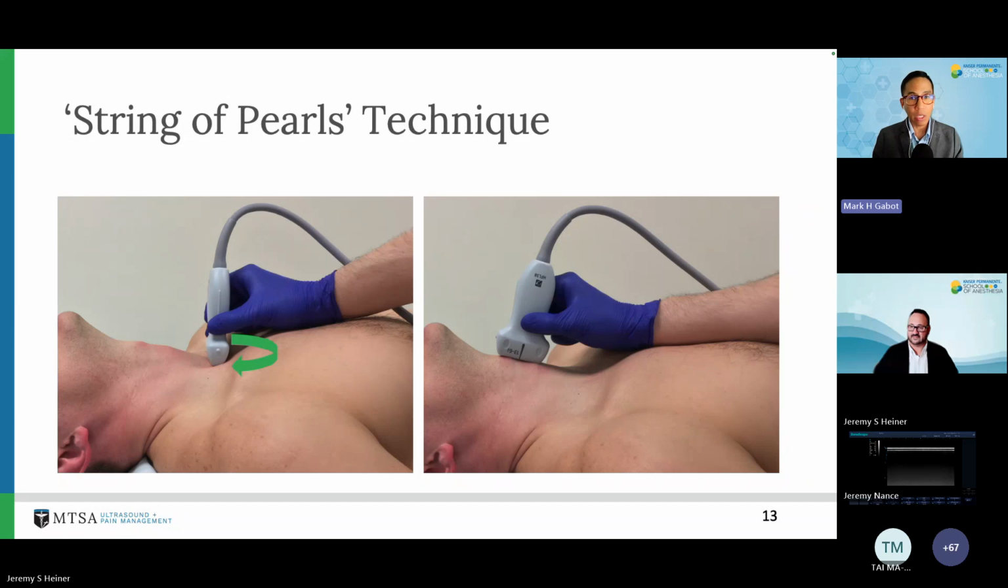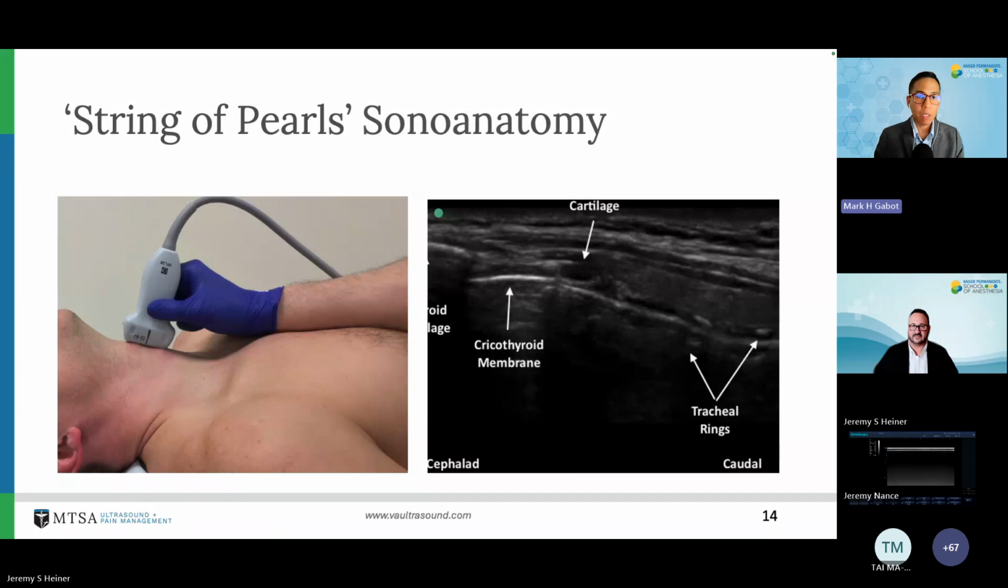Again, the scanning motion shown here is simple. It's also highly effective. And as I mentioned earlier with the Taka technique, we want it to be reproducible between different patients. Next slide, please.